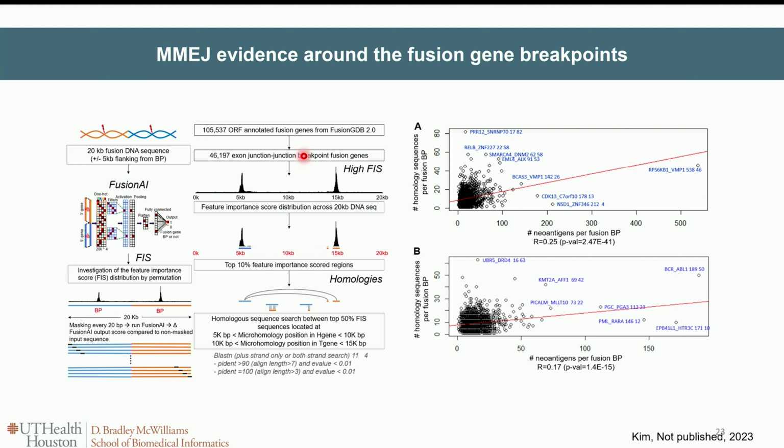It can make many mutations, including chromosome rearrangements. So based on the context, I thought this Fusion AI can be helpful to identify microhomology sequences around the breakpoints. So we focused on the top 50% of the feature importance score region around the fusion breakpoints. We screened all of those, and then we found a certain amount of microhomology.